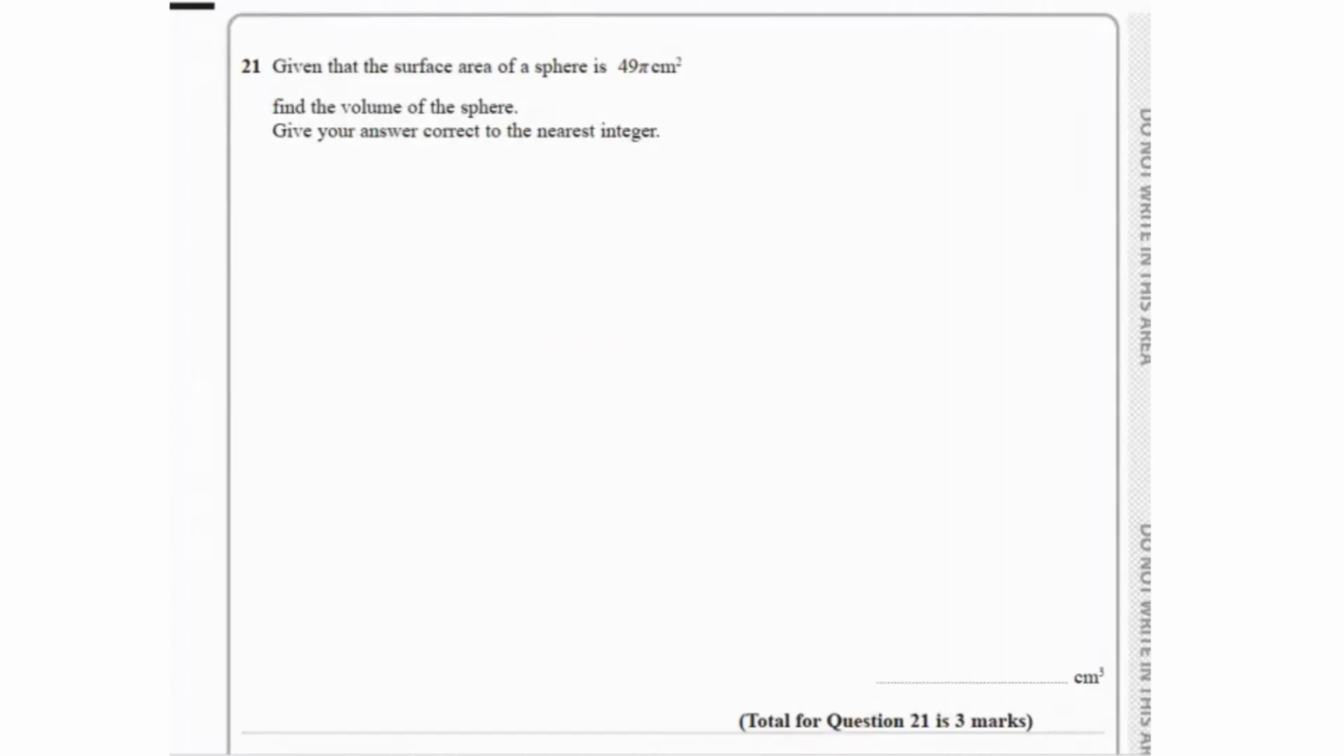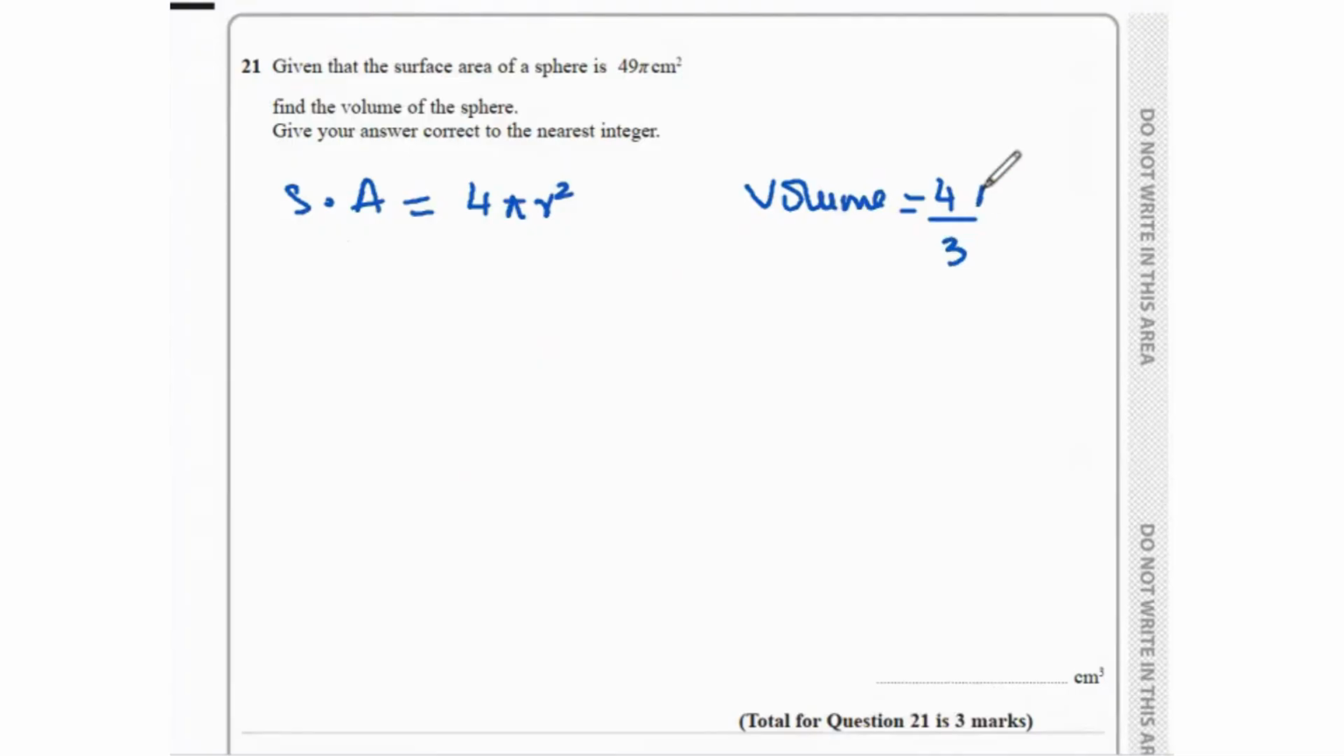Then it says, given that the surface area of a sphere is 49 pi centimeters square, find the volume of the sphere. Give your answer correct to the nearest integer. So surface area of a sphere is 4 pi r square. And volume of a sphere is 4 over 3 pi r cube. So we know that the surface area is 49 pi. That equals 4 pi r square.